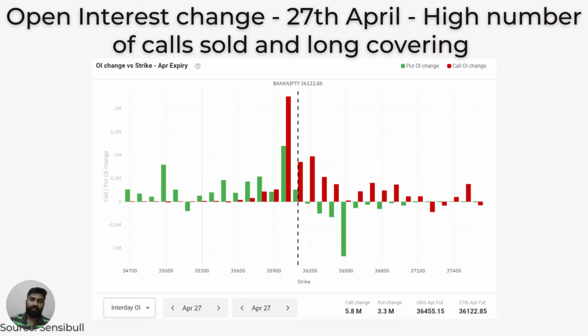Now let's move on to the Nifty Bank analysis for the open interest option chain. On 27th April, Wednesday, there was a higher number of calls sold. As you can see, there is a very long red bar right below the spot price of the Bank Nifty. And towards the right side, you can also see a green bar which is inverted. This means that the put sellers actually covered their positions, and thus the put OI decreased a lot, and the call OI change is higher than the put OI change, meaning that there is a very slight bearish tone for the Nifty Bank in the short term.